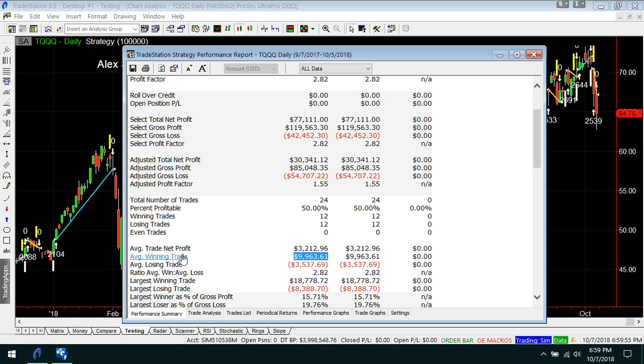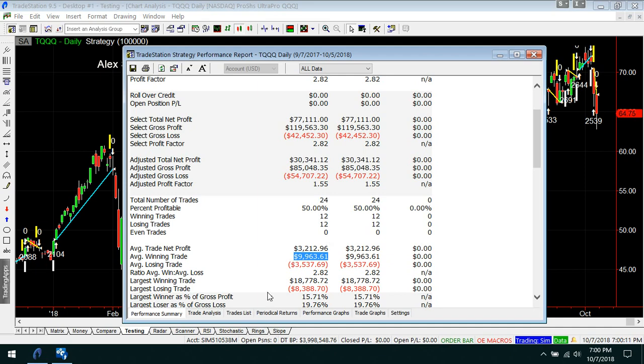That's for the average winning trades. The average losing trade, on the other hand, is about $3,500. So it wins a lot more when it wins than it loses. That's why 50% is perfectly okay for a win rate.